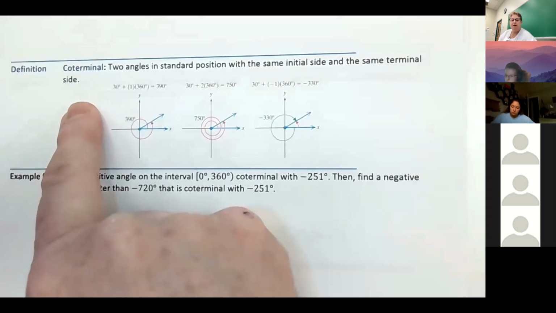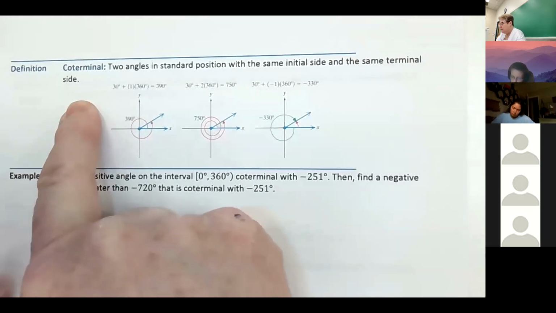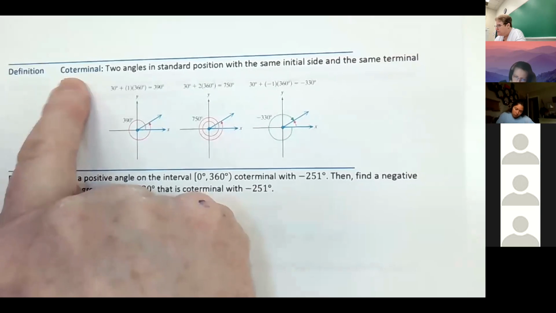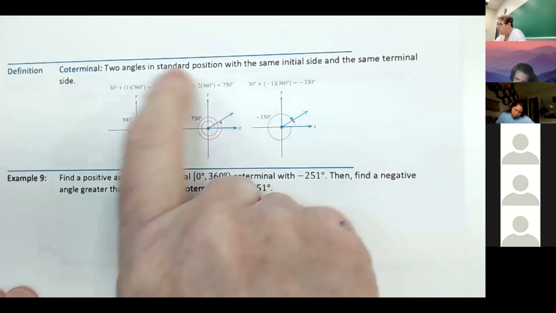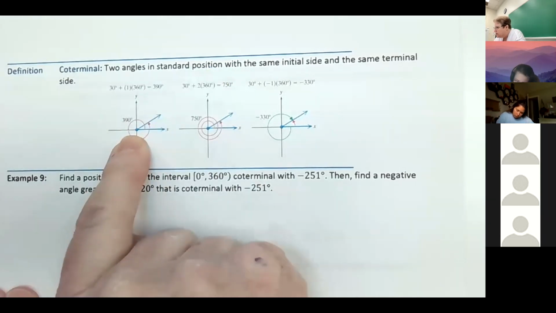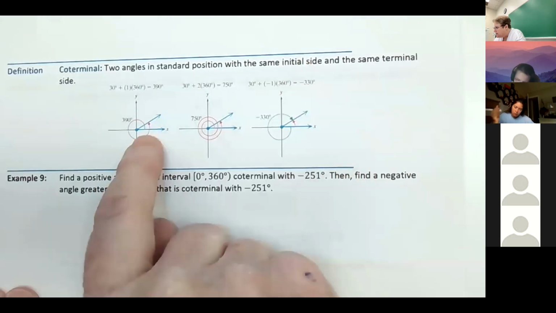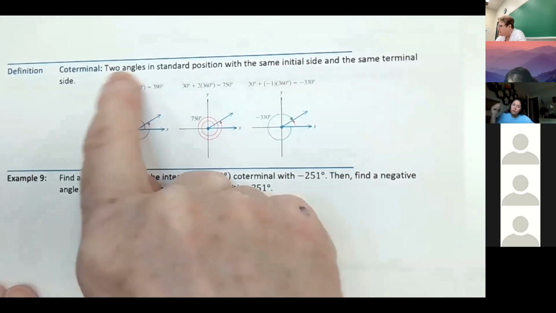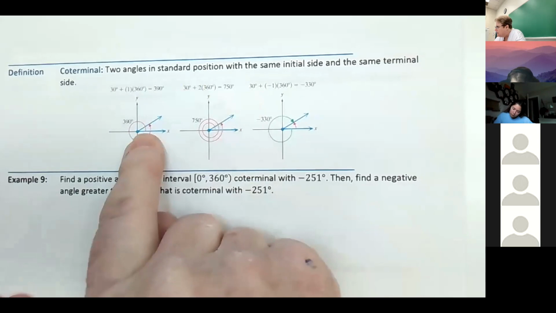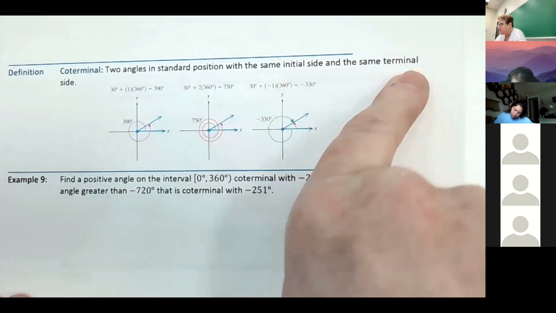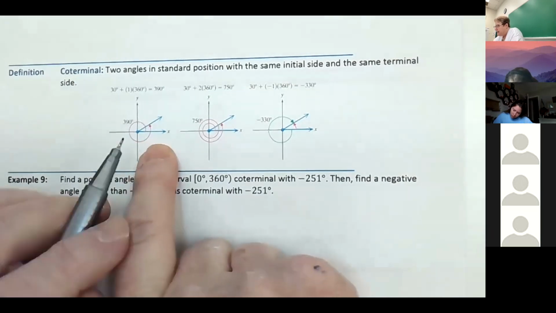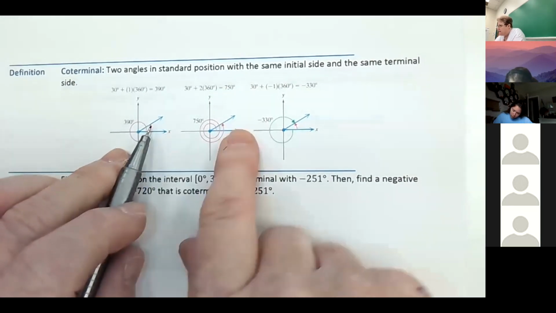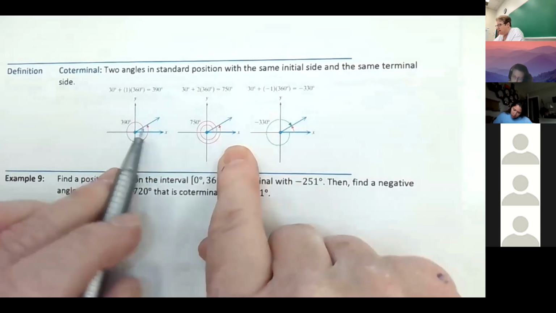This definition is really, really important. We're going to use it all semester long. Coterminal: 2 angles in standard position. Standard position is where the origin is the vertex and the initial side is along the positive x-axis. 2 angles in standard position with the same initial side and the same terminal side are coterminal. It doesn't mean the angles are the same. It means the beginning and ending places are the same.